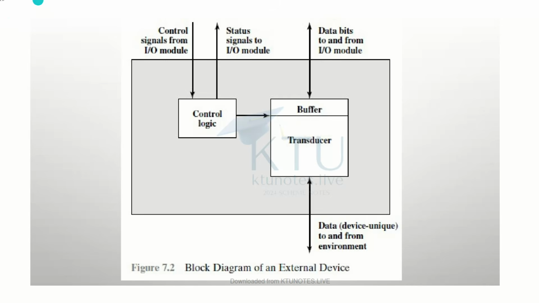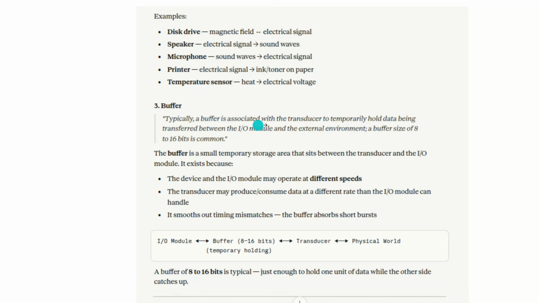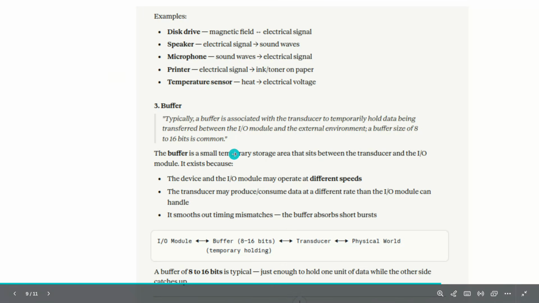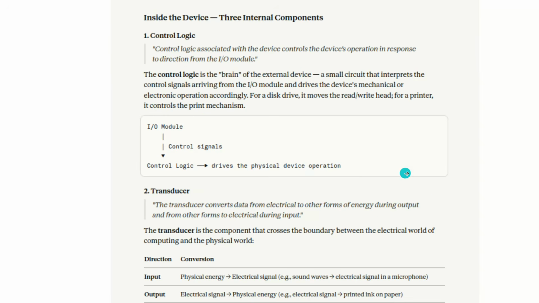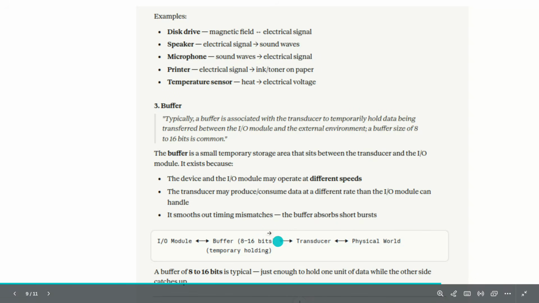Fine. Now we have this buffer. A buffer is typically associated with the transducer itself. So what does this buffer do? A buffer is a small temporary storage area that sits between the transducer and the IO module. The device and the IO module may operate at different speeds. The transducer may produce or consume data at a different rate than the IO module can handle. It smooths out timing mismatches. The buffer absorbs short bursts. So the buffer provides temporary holding of data.